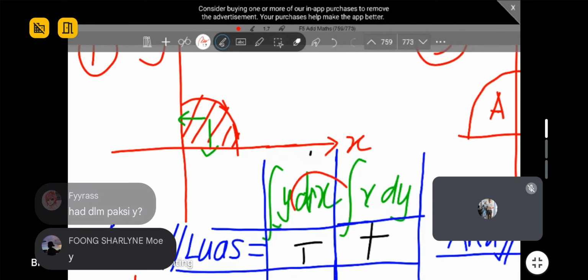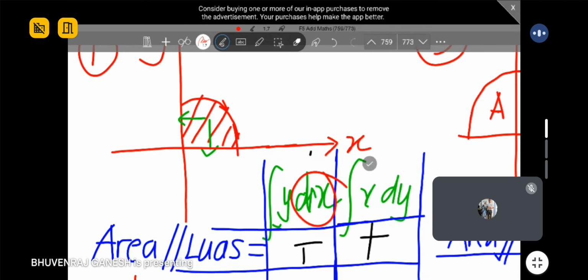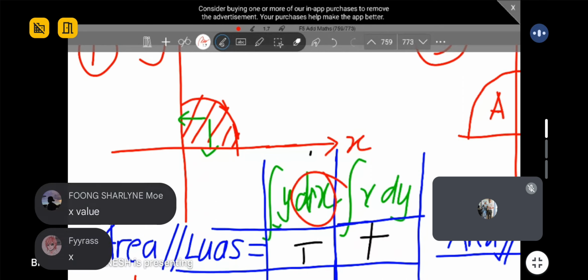Dx. You are integrating towards dx, you know. So if you integrate towards dx, the limits you use, is it the x value or the y value? Which one? You think and see the process that you do. Yes, you're actually using the x value, nilai x.